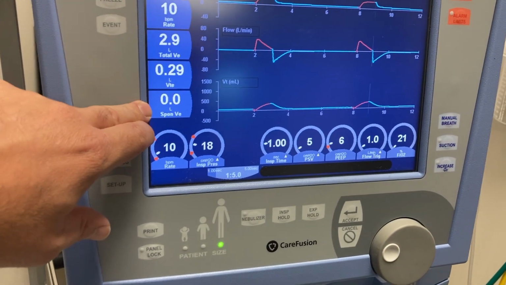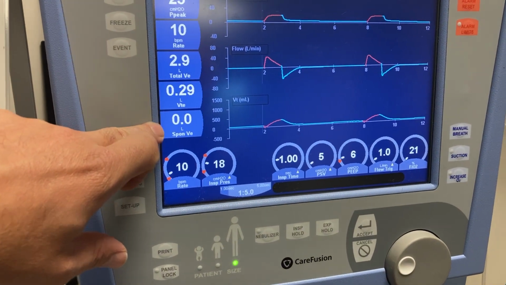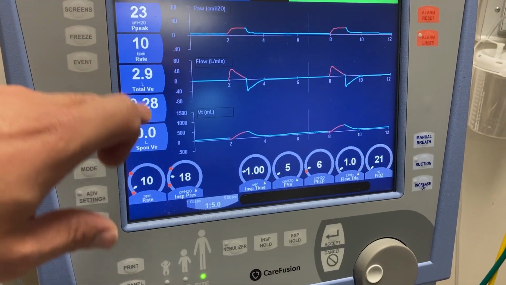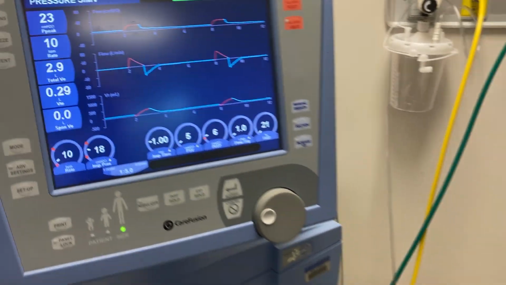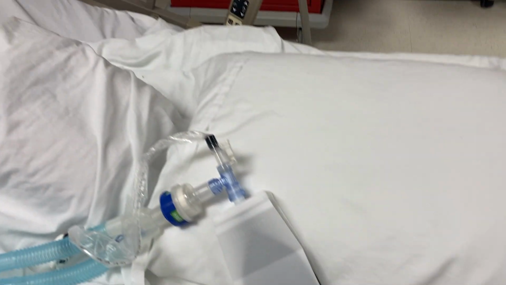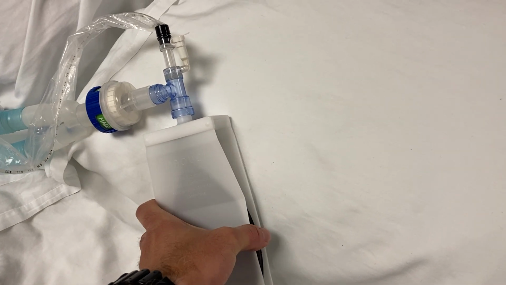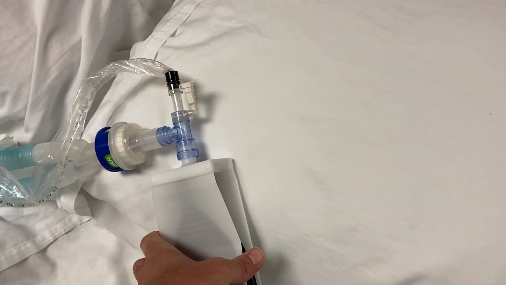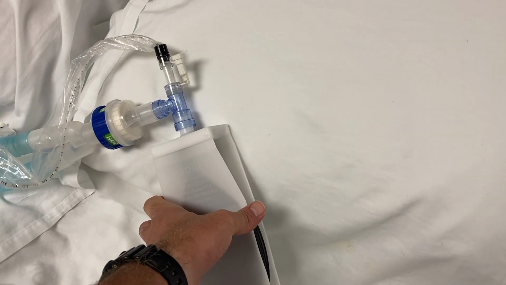But we'll also notice that there's a 0.0 liter per minute spontaneous minute ventilation. Why is that? Because our set frequency and our measured frequency are equal. This patient is not triggering any breaths over the set breath. Now, if I were to come over here to this lung and trigger some breaths, I'm going to cause it to alarm because it's changing a little bit of how I've set those alarms. But anyway, I've triggered some patient breaths.